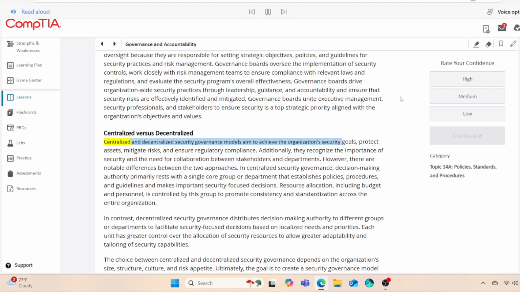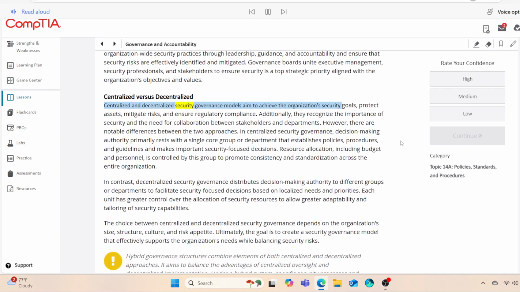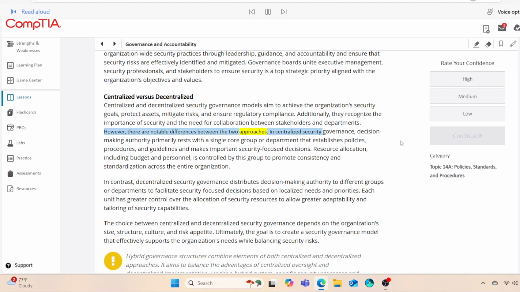Centralized and decentralized security governance models aim to achieve the organization's security goals, protect assets, mitigate risks, and ensure regulatory compliance. Additionally, they recognize the importance of security and the need for collaboration between stakeholders and departments. However, there are notable differences between the two approaches.